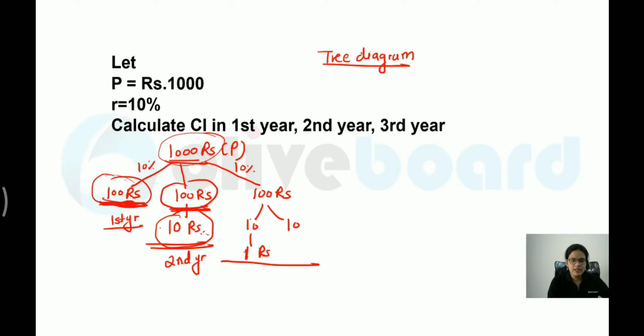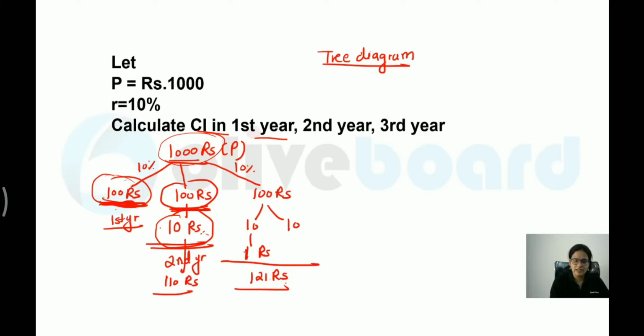So how much is the total amount? This will become 121 rupees. So in the third year you are totally getting 121 rupees. Are you getting it? So this is how you have to calculate compound interest in every year over here. So it is 100 here. Here if you check, it is 110 rupees. Next year it is 121 rupees over here.